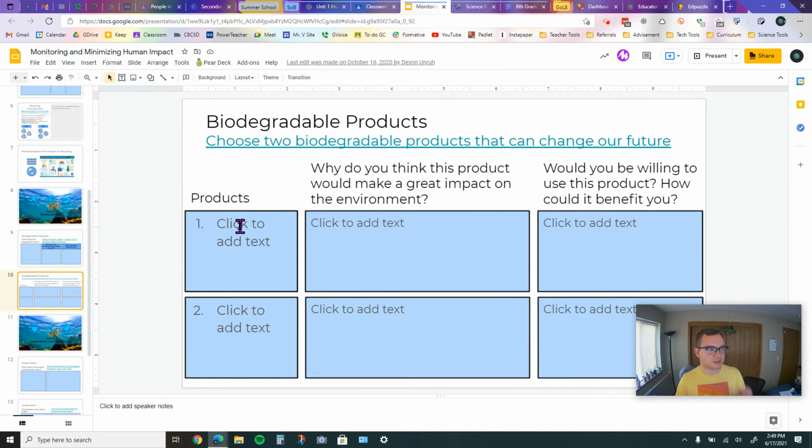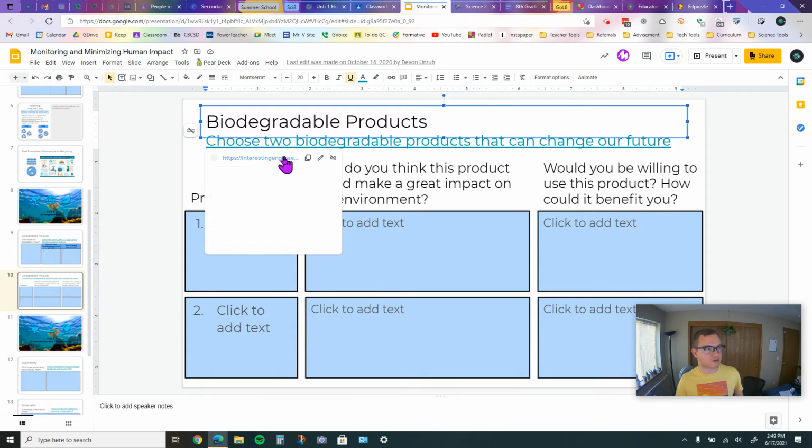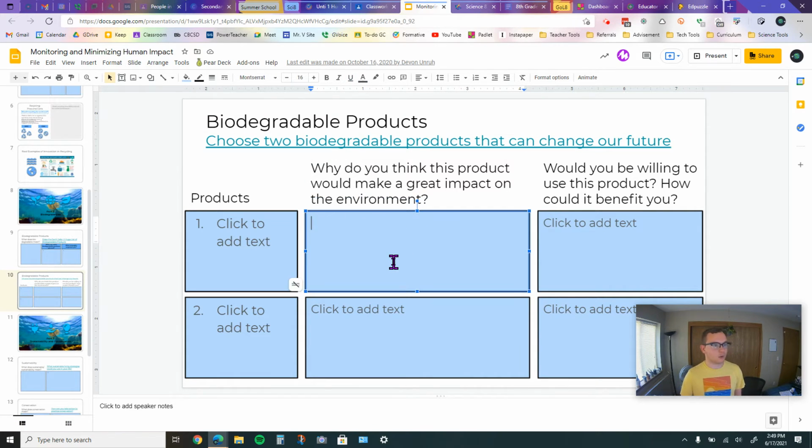And then this last part, you're going to pick 2 biodegradable products from, again, this list. Tell me, why do you think this product would have a better impact on the environment? How is it going to help? And how would it benefit you, or how not? So you reflect on those 2 things there.